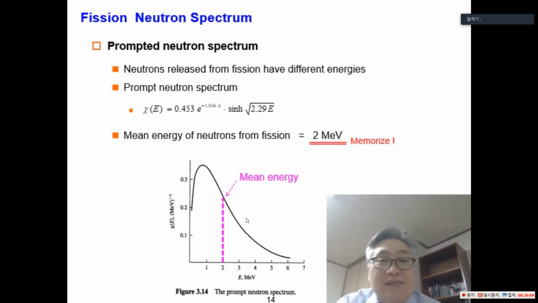So the prompt neutron spectrum means energy spectrum. You don't have to memorize this number. This is quite similar to the Maxwellian expression. Sometimes we use this equation, but you don't have to memorize this.